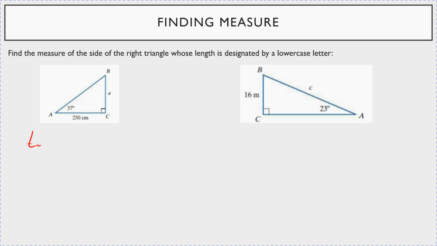Well, isn't tangent of theta equal to the opposite length over the adjacent length? Well, look here. What I'm saying here then is tangent of 37 degrees must be equal to the opposite, A, which is what we're trying to find, divided by 250 centimeters. So then just cross multiplying here, you can see that A is equal to 250 centimeters times tangent of 37 degrees.